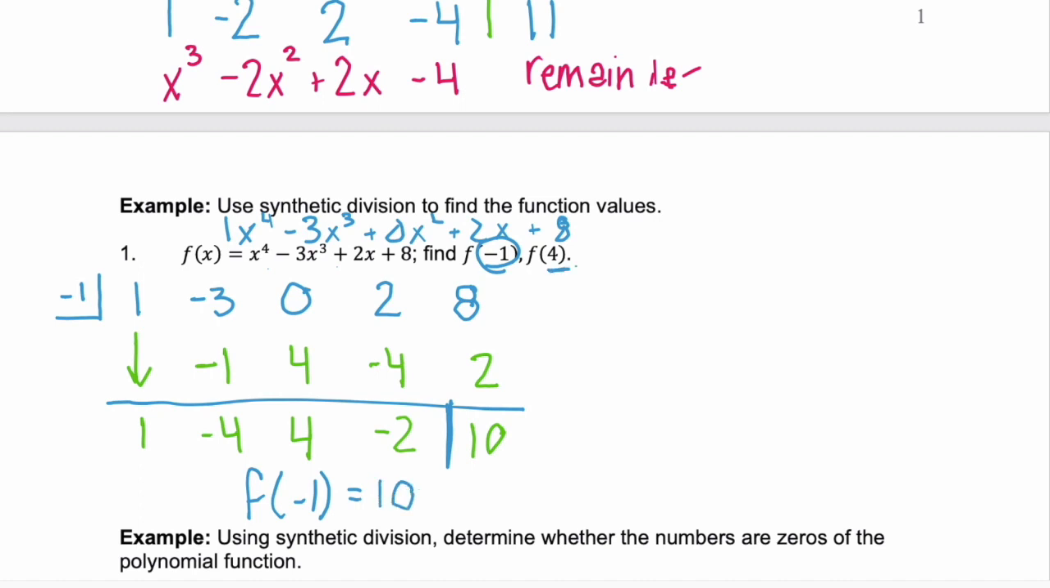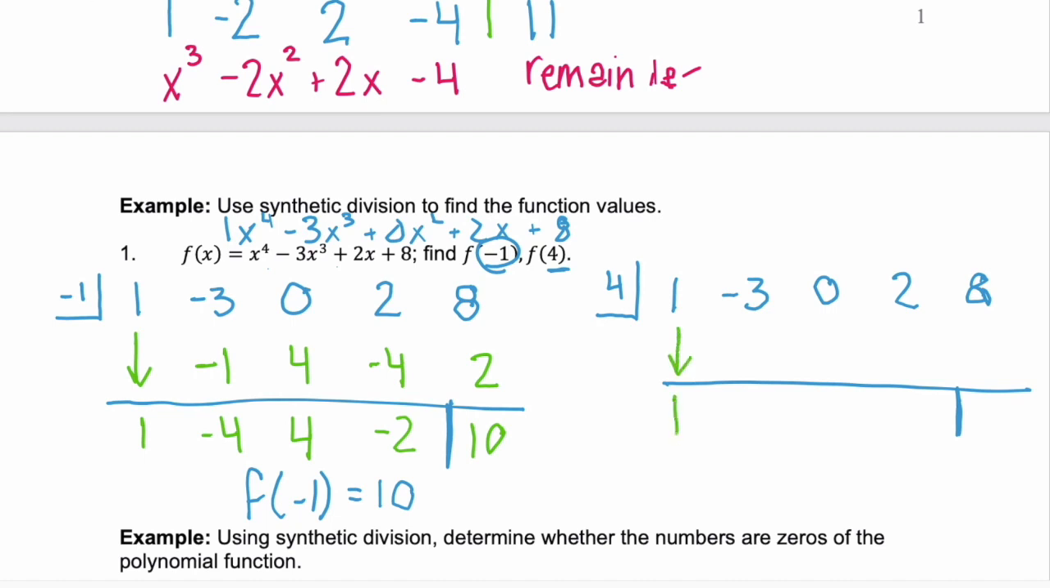Now let's solve f of 4. So 4 goes into our little box, and we rewrite those coefficients. Draw our division line, and remember that vertical line where the constant is. And again, bring down that first coefficient. Then you multiply it by the divisor to get 4. Add vertically, we get 1.